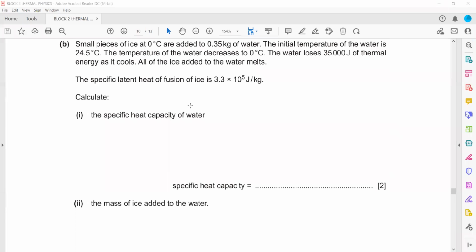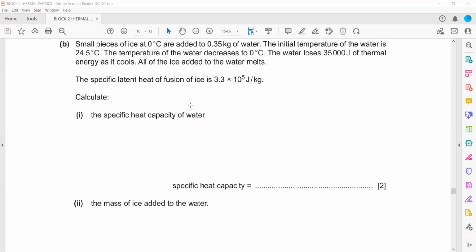The next part, a small piece of ice at 0 degrees is added to 0.35 kilogram of water. The initial temperature of the water is 24.5. The temperature of the water decreases to 0. The water loses 35,000 joules of energy, and all of the ice added to the water melts.